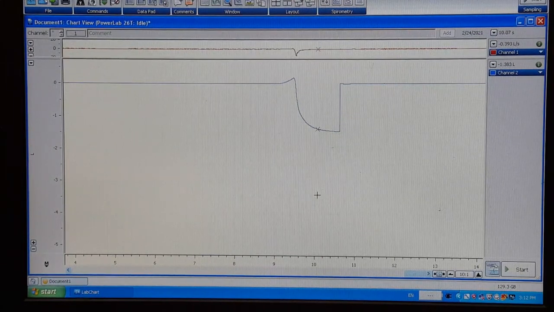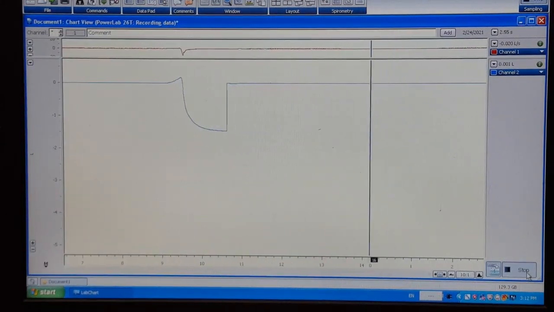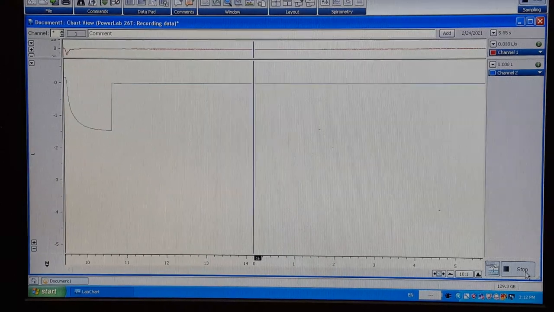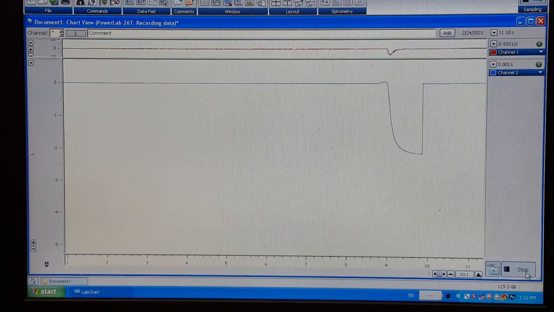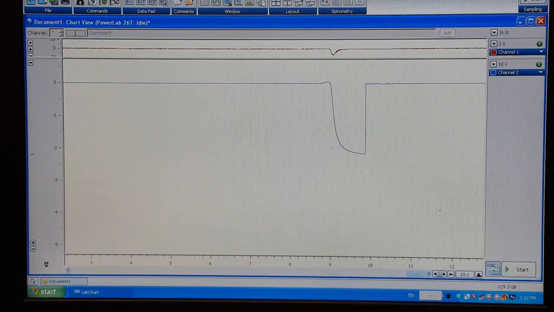So inhale as much as possible. Exhale as much as possible, like that. So I'll go ahead and start the spirometer. Here we go. And I will stop the spirometer. So that trial, my vital capacity, 2.148 liters, 2,148.